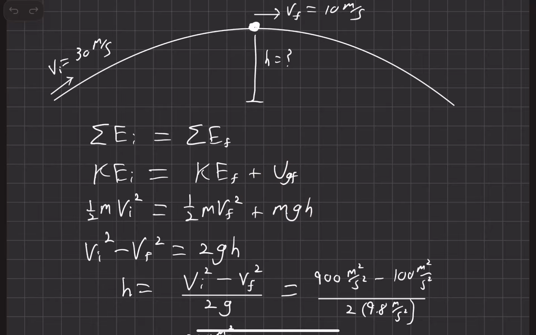So this time we got a little bit more complicated. If we break out what these kinetic energy and potential energy equations are, we get 1/2 m v initial squared is equal to 1/2 m v final squared plus mass times gravitational acceleration constant times the height.